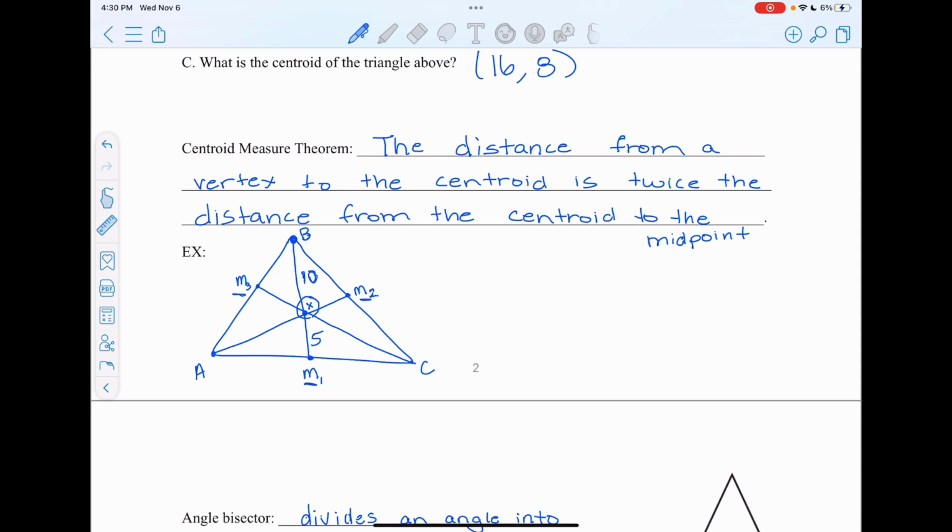Let's say the distance from midpoint 2 to the centroid was 8. To find the distance from the centroid to the vertex, I would have to double that. So that distance would be 16. And lastly, if the distance from C to the centroid was 30, that's double the distance from the midpoint to the centroid. So dividing that by 2, the distance from midpoint 3 to my centroid would be 15. So just know from any vertex to the centroid is twice the distance from the centroid to the midpoint.